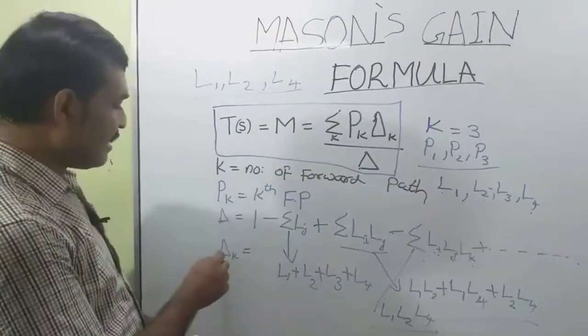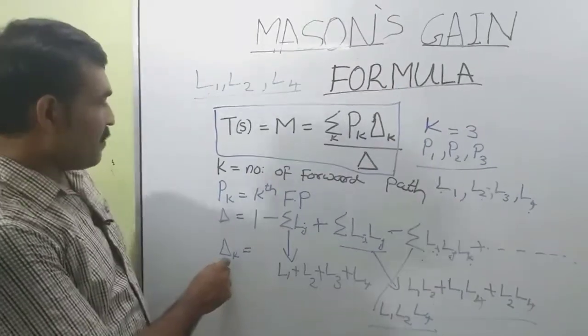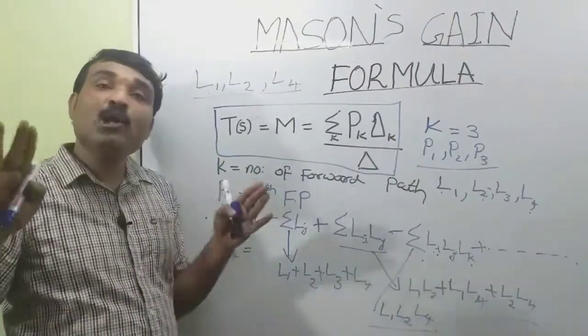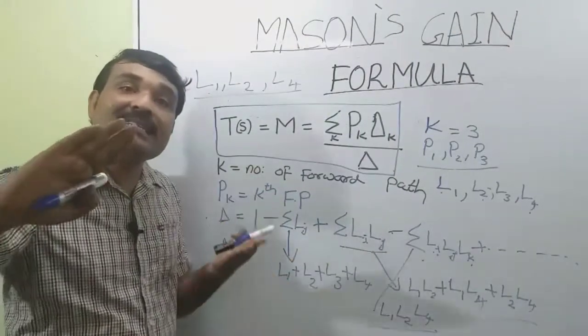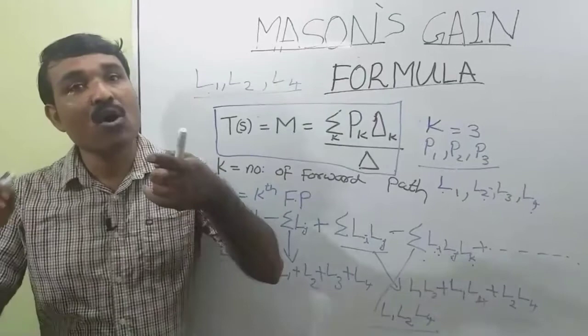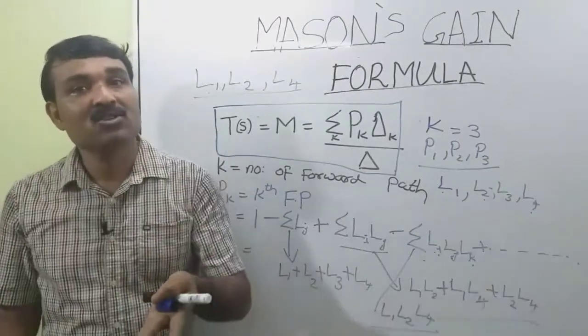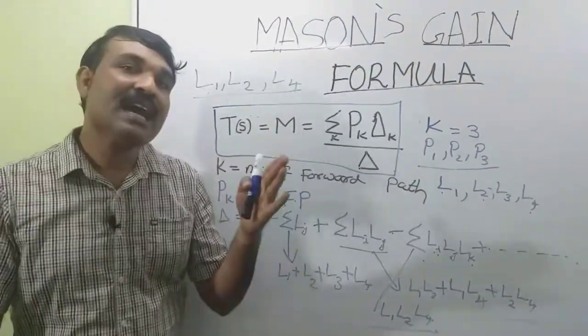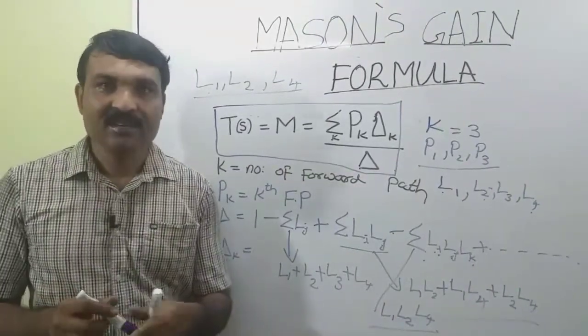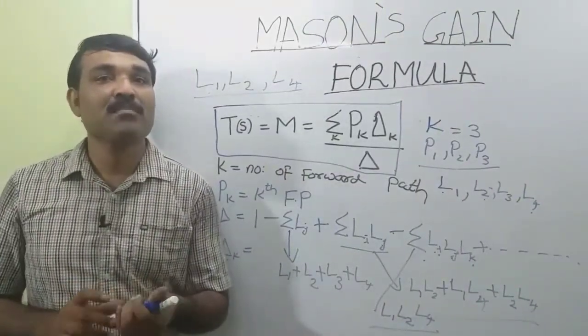Now what is delta k? Delta k is the same as delta, but obtained using only the loops not touching the kth forward path. That means suppose we have some loops that are not touching the kth forward path. By making use of those loops, we can construct delta k. Now based on this, we can do some problems.